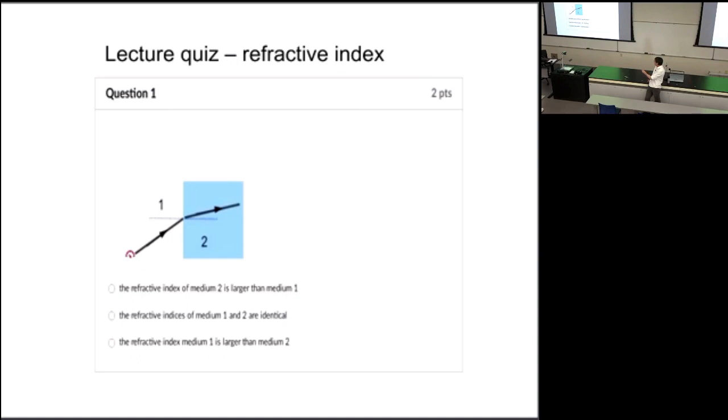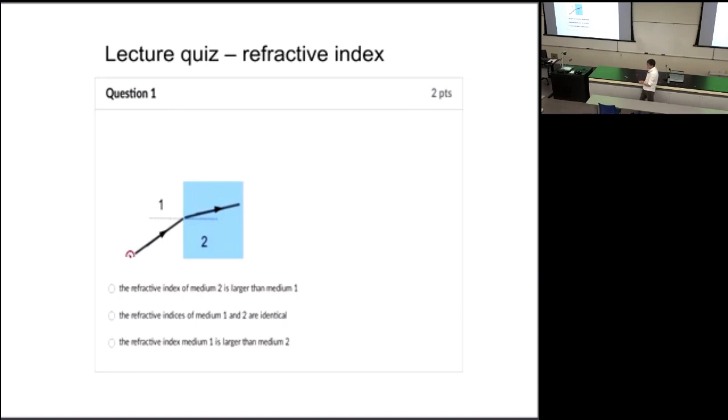So the incident angle is bigger than the refracted angle, and that means that the light was deflected, refracted, when it traveled from one medium to another medium. And the question is really whether medium number two has a higher refractive index, or medium number one has the higher refractive index, or they're the same. Well, they're not the same, because if they were the same, there would be no refraction, no deflection, no change in the direction of the light rays.